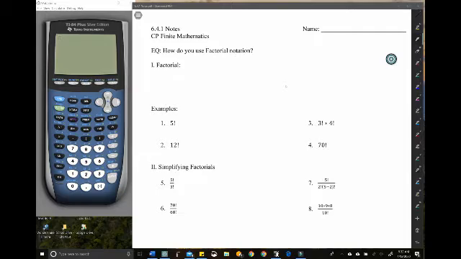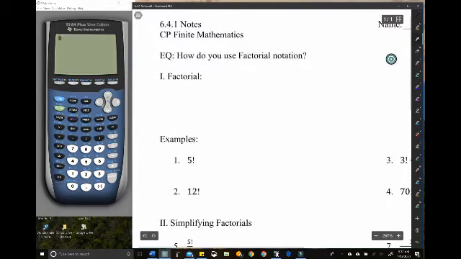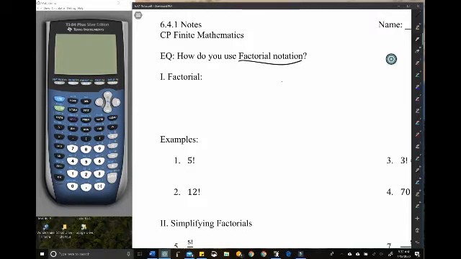Pretty quick notes today, but we are going to cover a new concept known as factorial notation. Factorial is kind of shorthand for us mathematicians, and what it looks like is some number, n, and then we just put an exclamation point after it. Seriously, that's what it is. That's what we refer to as a factorial.